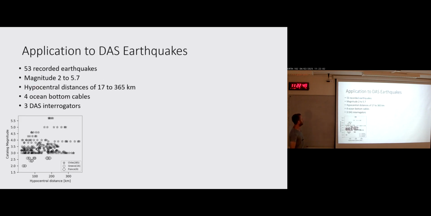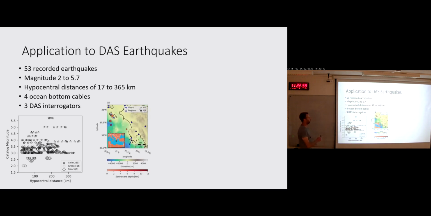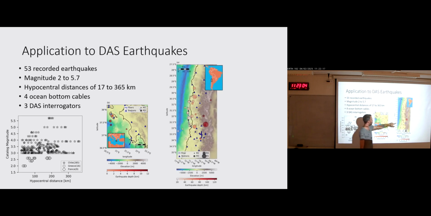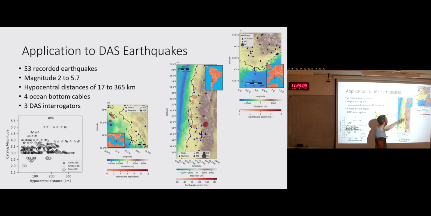We applied this approach to 53 earthquakes, magnitudes 2 to 5.7, at distances of up to 365 kilometers. These are only ocean bottom earthquakes: two fibers offshore Greece, one fiber more than 200 kilometers long offshore Chile, and another fiber offshore France. And just to show you what I showed you before about the empirical equation and the data used to obtain it, we have the same problem. So taking our data set and using a data-driven approach would not work in this case either.